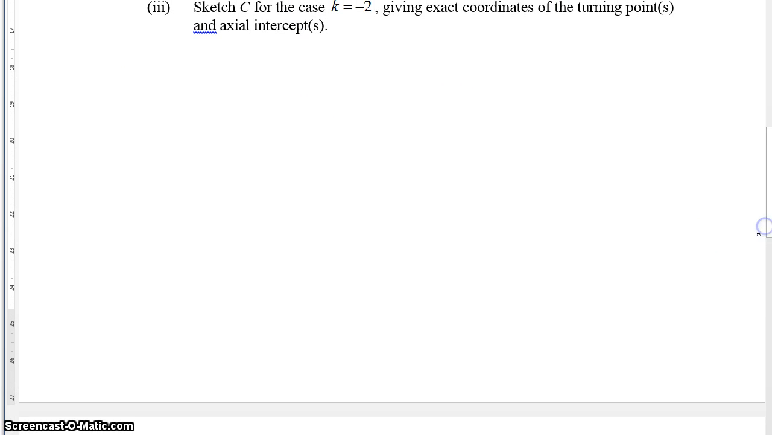Part 3. Sketch C for the case where k is equal to -2, giving the exact coordinates of the turning points and the axial intercepts. So firstly, again, remember we were dealing with y is equal to x plus k over x minus 1, x plus 2. So this means that now I'm dealing with the equation y is equal to x minus 2 over x minus 1, x plus 2. Sorry, that's a bit ugly.